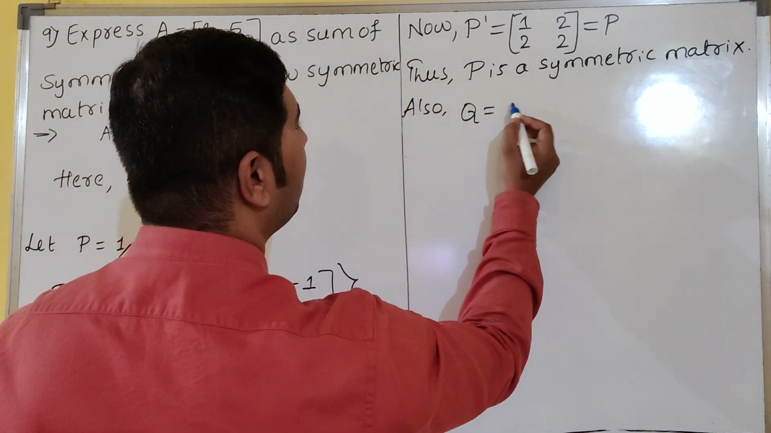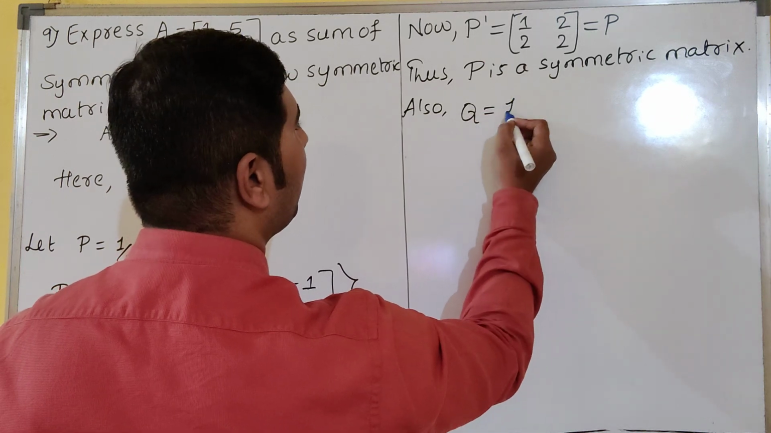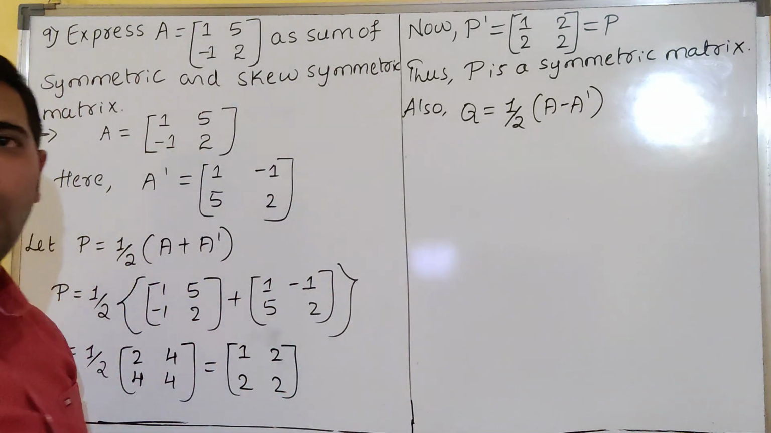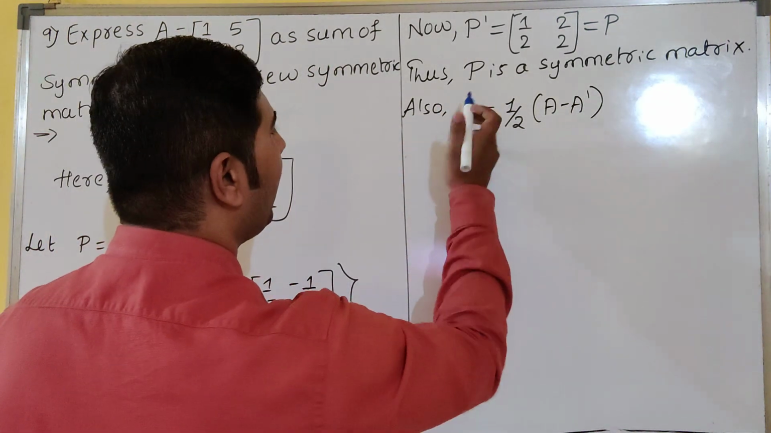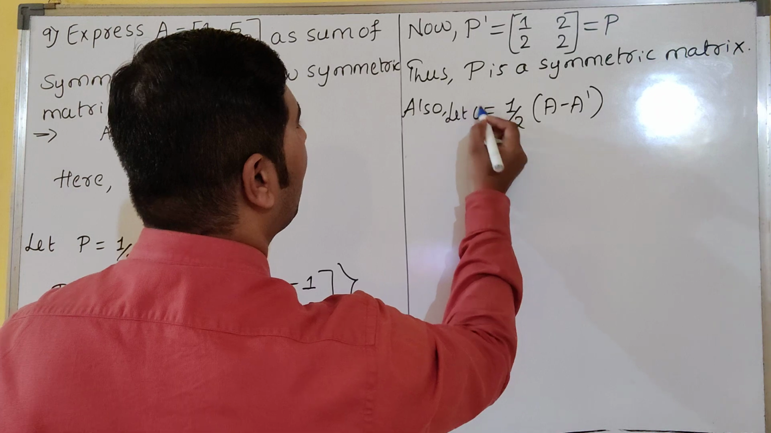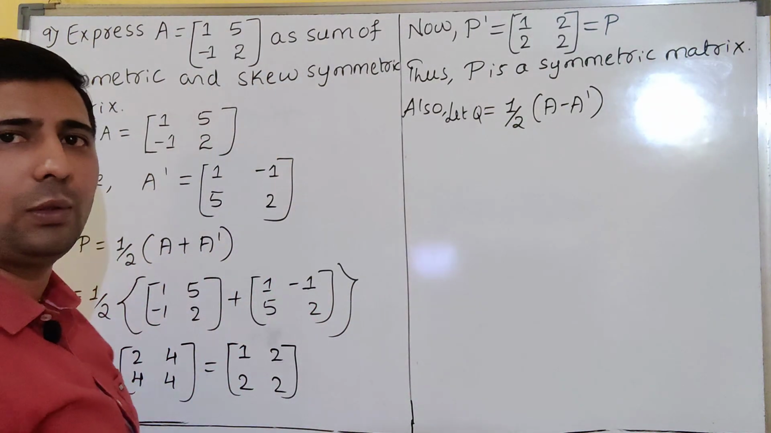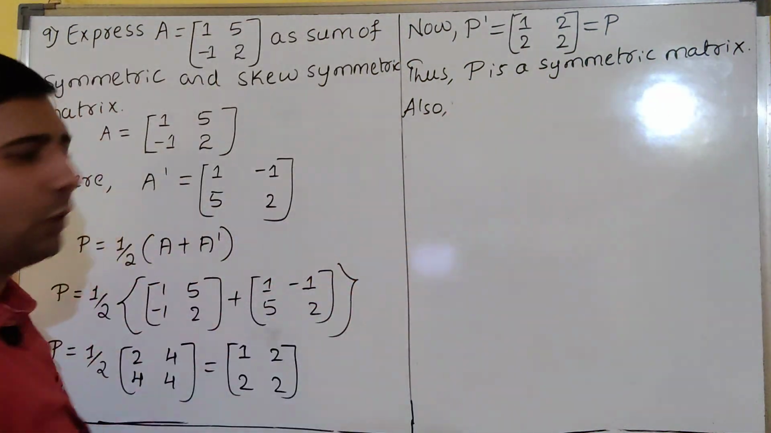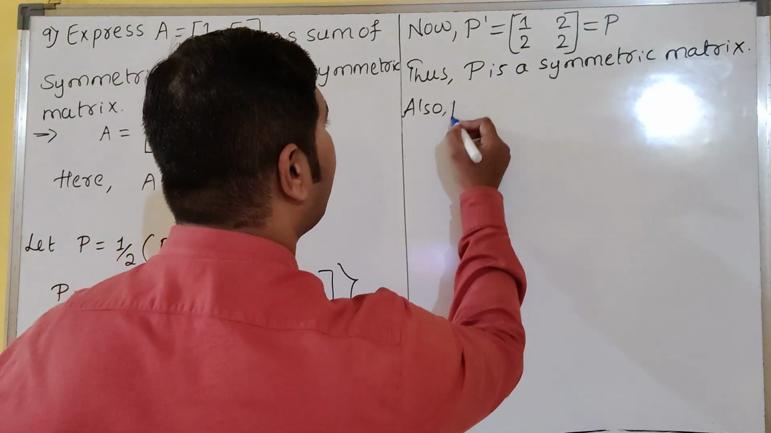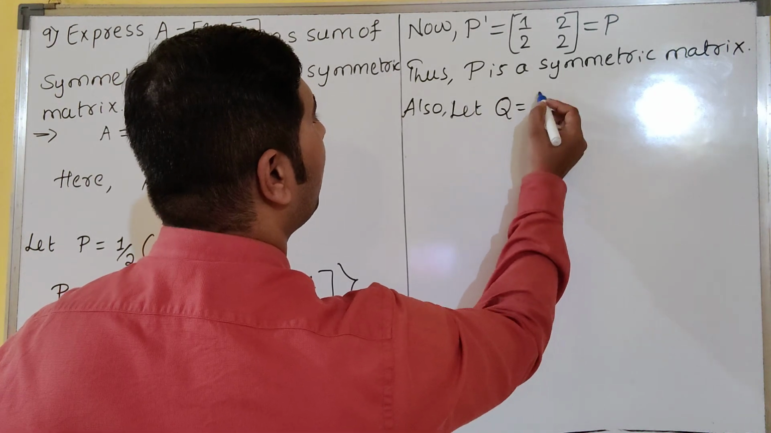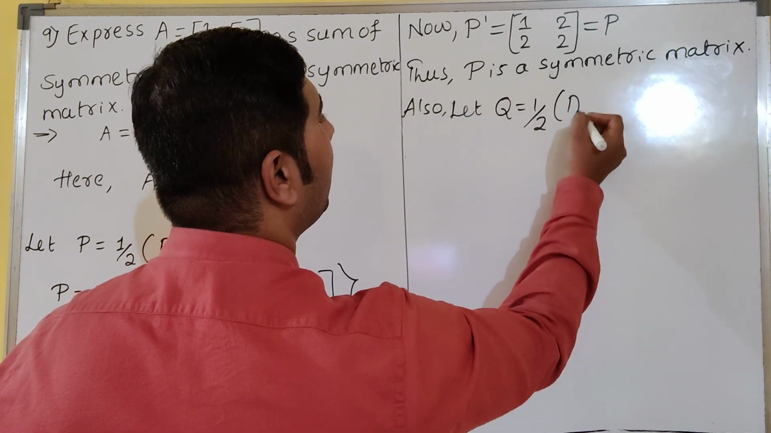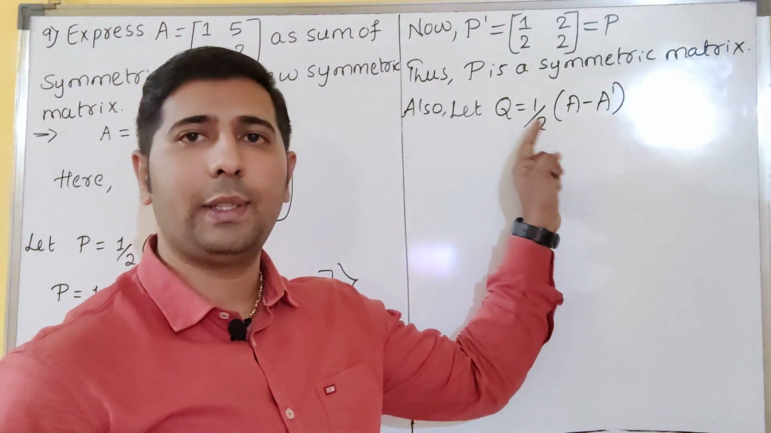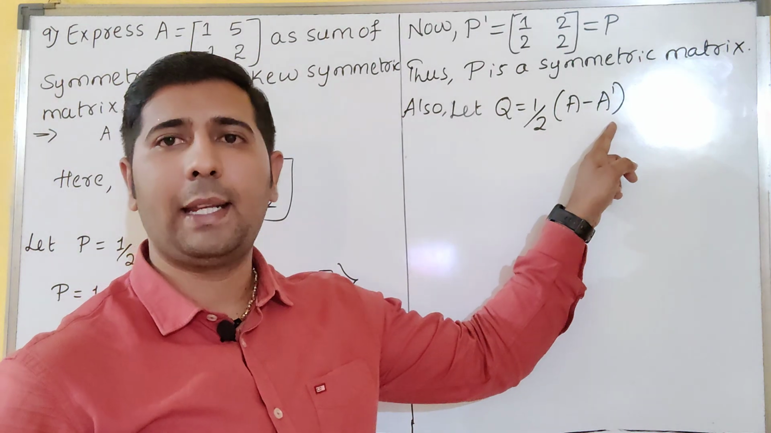Q is equal to what? Half into A minus A transpose. If it is not clear for you, I will erase and I will write. So also let Q is equal to half into A minus A transpose, dear students.